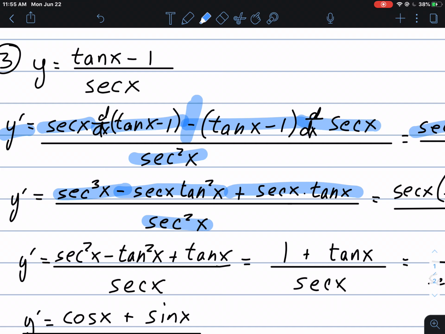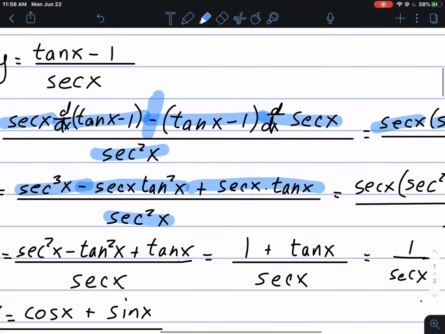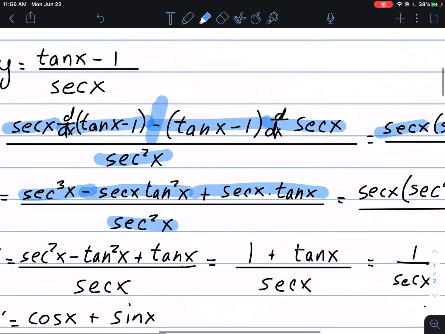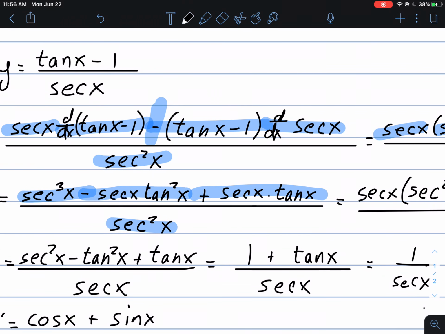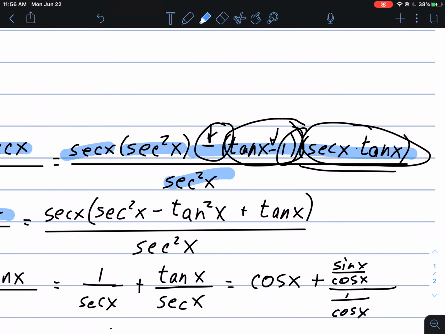Now, the next thing I did was, since every term in that numerator has a secant in it, I went ahead and factored out the secant, common factor. So that leaves me with secant squared minus tangent squared plus tangent, because I just factored a secant out of each one of these. There's 3 of them there, and then there's 1 there and 1 there. So factor out a secant, and I'm left with secant squared minus tan squared plus tangent. Again, still all over secant squared.